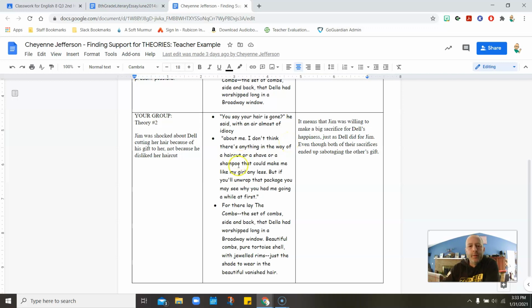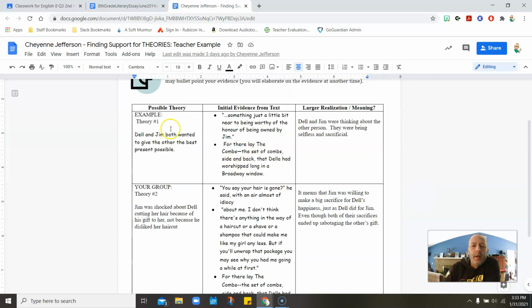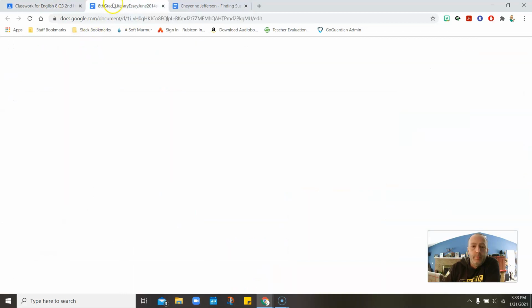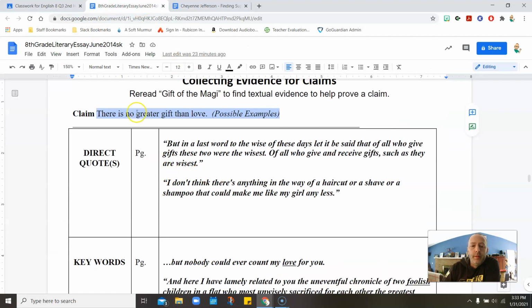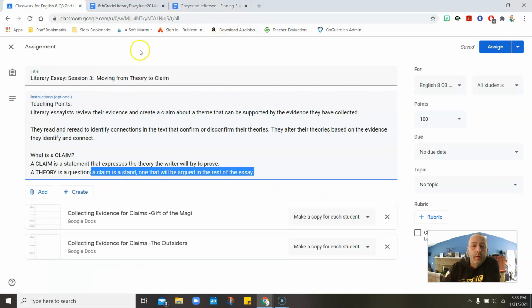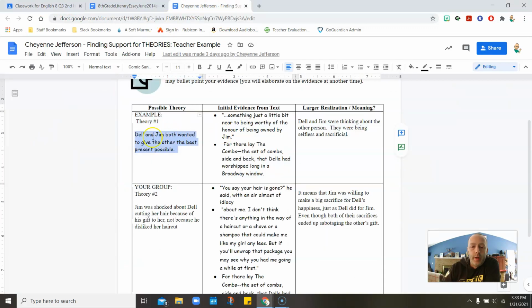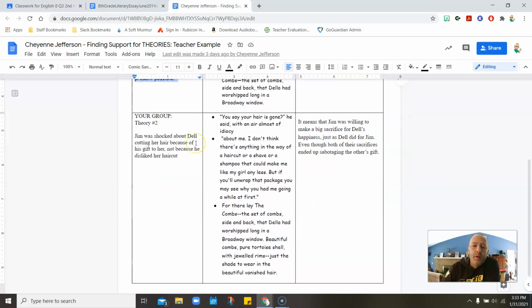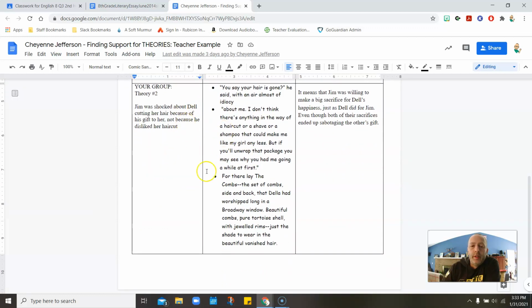Okay, let's look at her theory. All right, so we have the theory that I came up with. Dell and Jim both wanted to give the other the best present possible. So that theory led to my claim, okay, that there is no greater gift than love. So that's kind of what we want to do here. My theory is different than my claim. So let's look at Cheyenne's theory here.